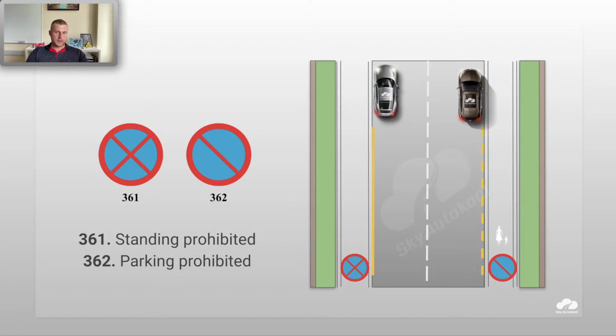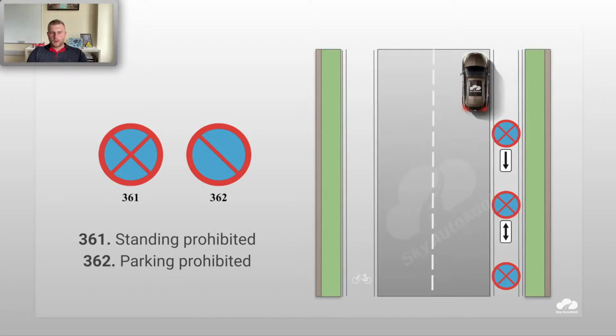If you see a solid yellow line, we cannot stand. If a breakable yellow line, we cannot park. Sometimes we can also see additional panels, like arrows showing you down or up and down. I will explain what exactly it means.